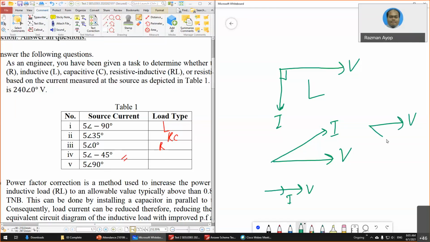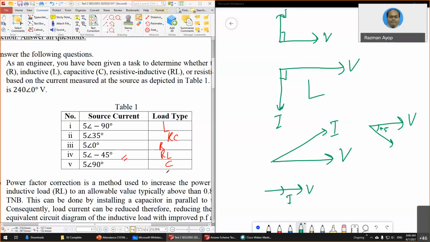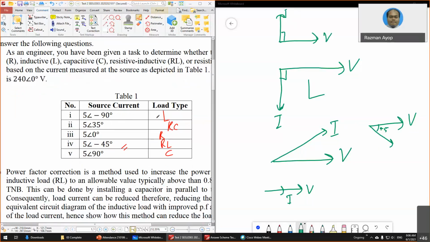And then for this one, if you look here, this is V, and then the angle is 45. So this is between negative 90 to 0. So if you refer back to the figure before, it is RL. And lastly, voltage and then 90 degree I. So if you refer back to the figure before, it is C. Okay, that is how you answer the 1A question.